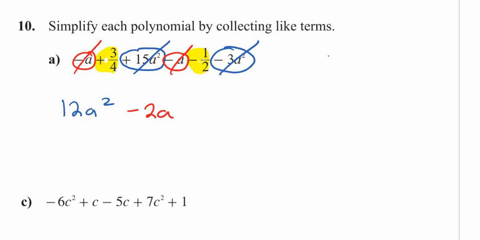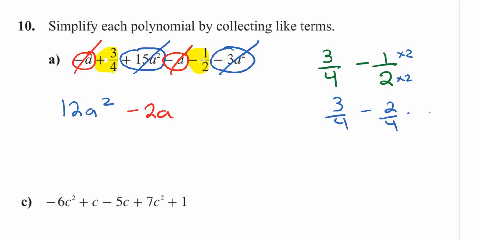So let's just do that calculation on the side here. So 3 over 4 minus 1/2. Okay, so you can just times this by 2. So now you have 3 over 4 minus 2 over 4, which equals 1 over 4. All right, so let me just add a plus 1 over 4 here, and that should be my final answer for that particular problem.